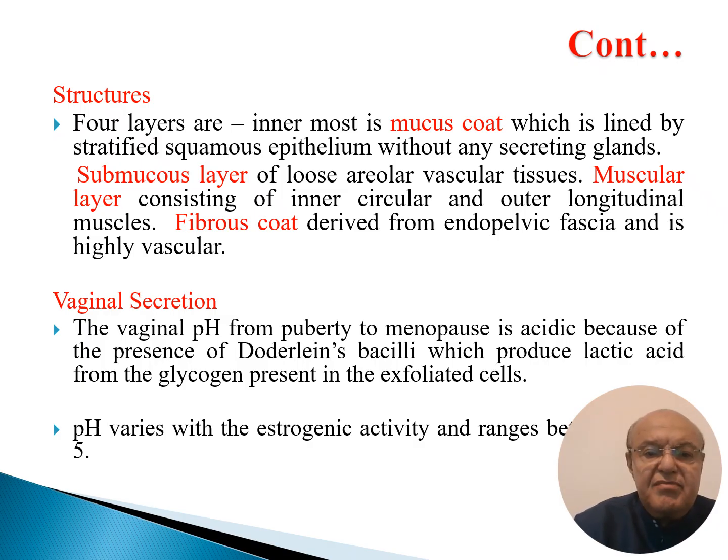Vaginal pH from puberty to menopause is acidic because of the presence of Doederlein's bacilli, which produce lactic acid from glycogen present in the exfoliated cells. The pH of the vagina with estrogenic acidity ranges from 4 to 5, so it is acidic.